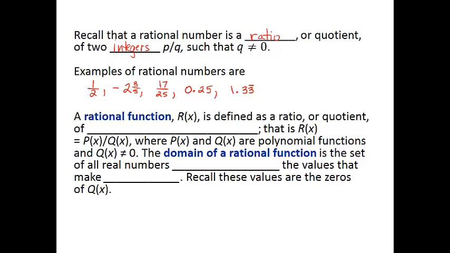A rational function, r of x, is defined as a ratio or quotient of two polynomials. And we'll say two polynomial functions. That is, r of x is equal to p of x divided by q of x, where p of x and q of x are polynomial functions with the restriction that q of x cannot be 0. Recall that division by 0 is undefined.